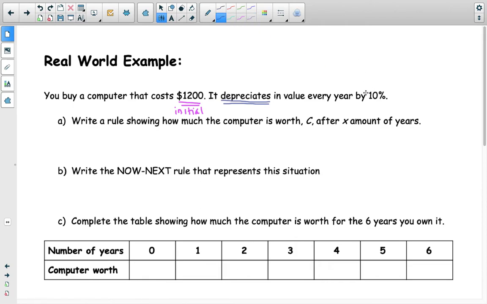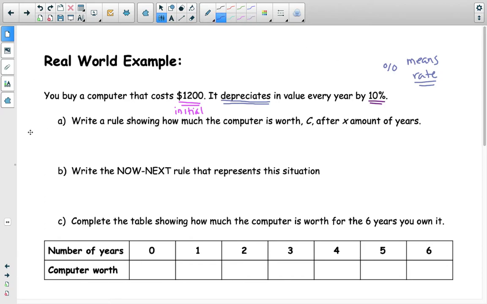Now, that percent, because it's a percentage, means that we have the rate. This does not tell you your factor. 10% is a rate. We need to find our decay factor based off of our rate that we have decreased by. So we want to write a rule showing how much the computer is worth, C, after x amount of years. So it is going by years. So we need to know our decay factor, knowing our decay rate.